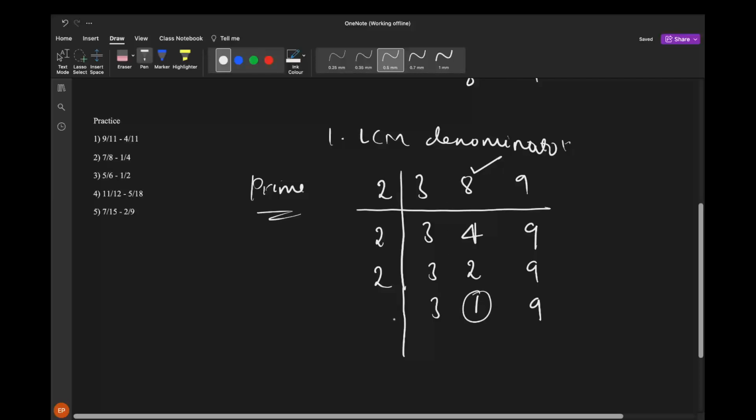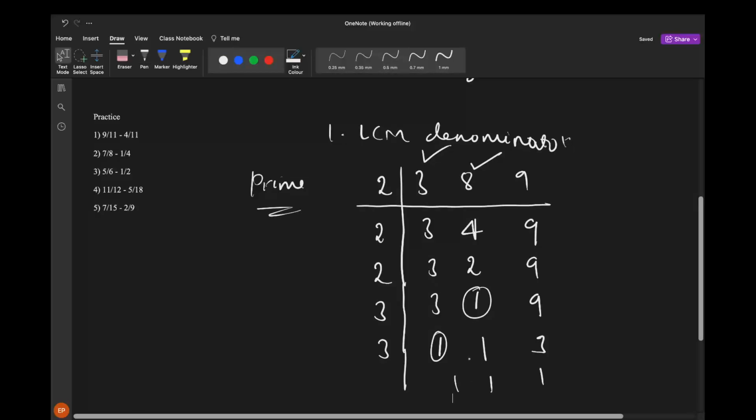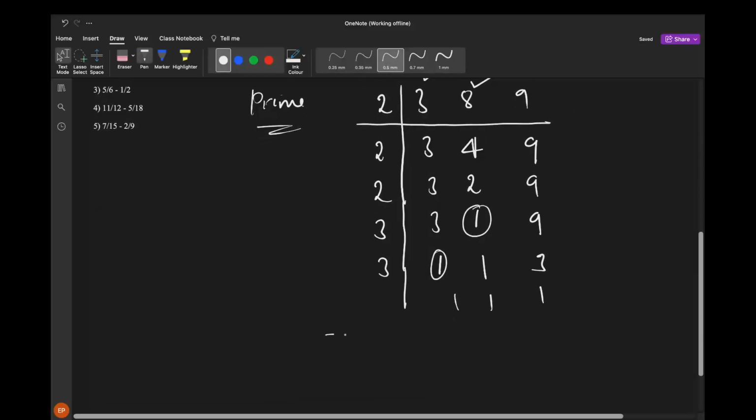So done with 8. Now what about these two numbers? There is no even number, so I will go for 3. 3 1s are 3, 3 3s are 9, and continue the same number. Here we are done with 3 also. We got 1 here. And we are left with this one number, so again I will go with 3. 3 1s are 3, and continue the numbers. Basically we are done with the LCM of 3, 8, 9.